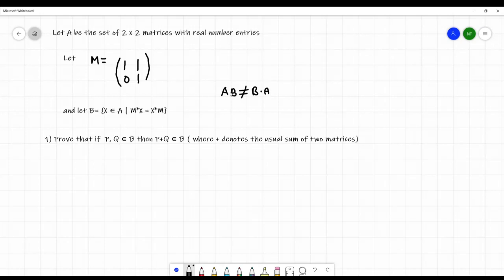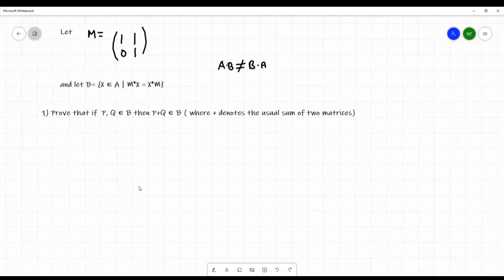But this is a set where any matrix in this set commutes with the matrix M. Let's prove that the first statement is true. The first statement is: prove that if P and Q are in B, then P plus Q is in B. Let's make a little space and start solving this problem.